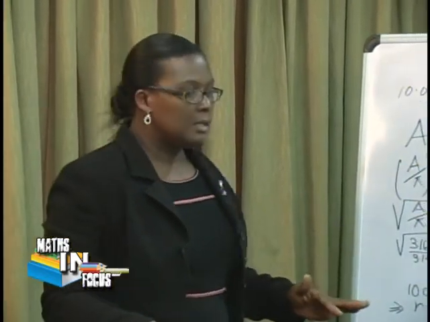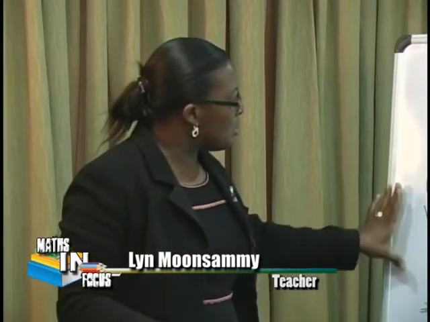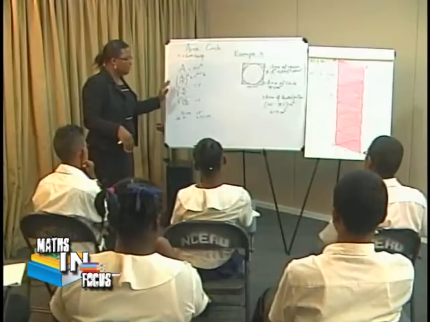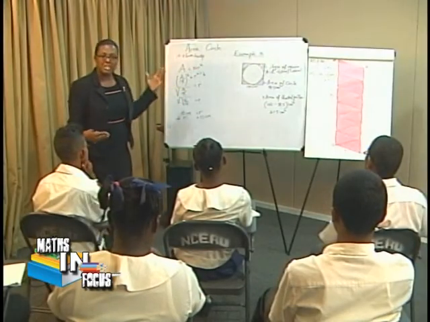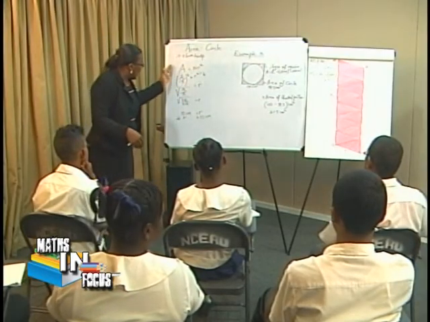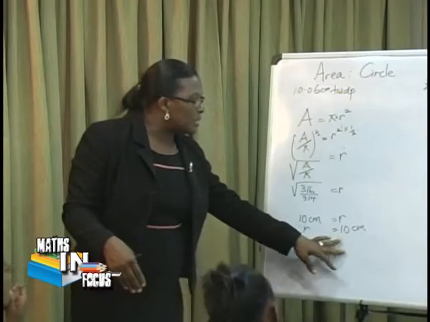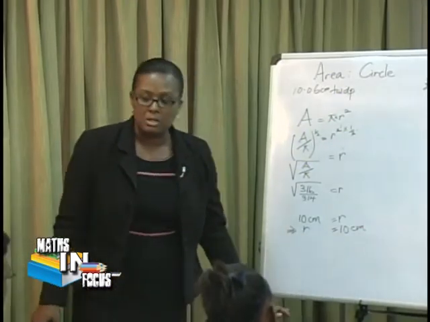Now in the second case, we were given the area and we were asked to calculate the radius. And here, we were showing how we can change the subject of the formula, which we'll do more in depth when we get to algebra. And we came up with the radius as approximately 10 centimeters.